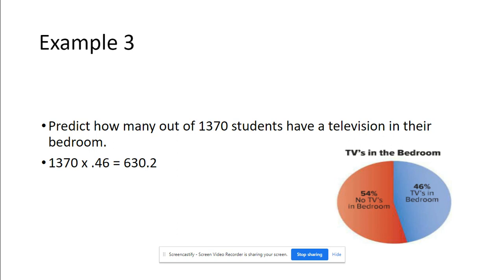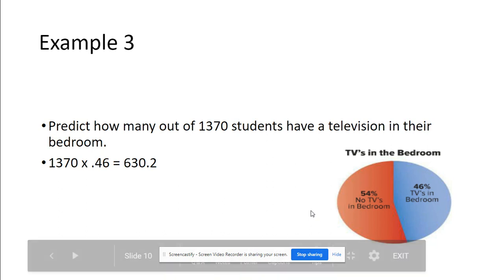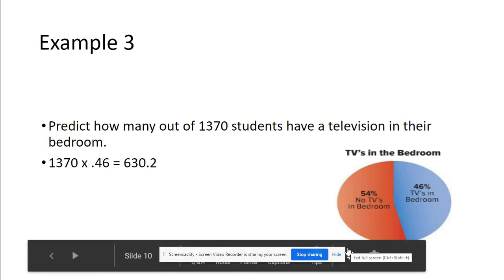Even if it was 0.9, I would still say you should round down because it hasn't hit that next number up there. So the rounding with this stuff is a little bit interesting. I haven't looked too much at the assignment to see what those answers are, but you need to try to pick not only which one it's closest to, but which one makes sense because you can't have that another full student here when we only have 0.2. So 630 students have a television in their bedroom.